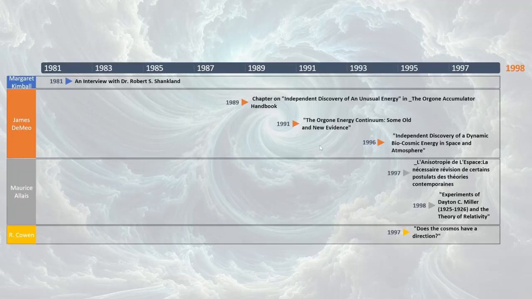R. Cohen, 1997, does the cosmos have a direction? Isn't that weird that in 1997, 100 years after the ether's been disproved, we're seeming to have the effects of a preferential direction in the speed of light?